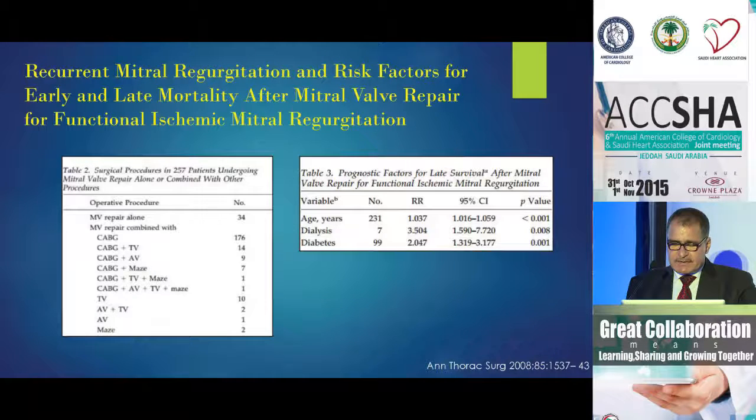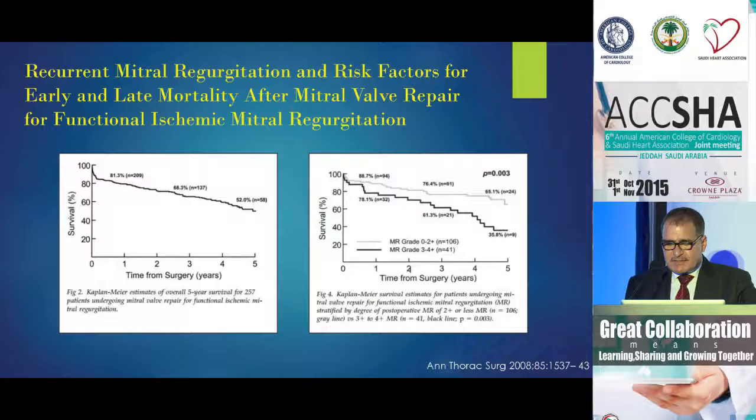I'll skip a number of slides because of this particular study, which was also done on ischemic MR, just to tell you, these are very sick patients who had mitral valve repair. They had CABG, they have EF of less than 35%, but look at the recurrence rate. Look at the survival. Within 5 years, about 50%, I would say less than 60%, were alive after 5 years.